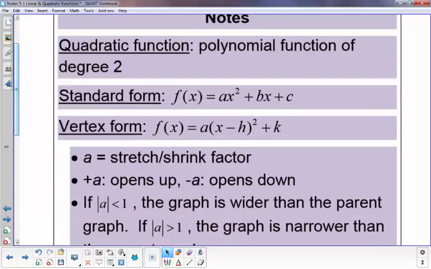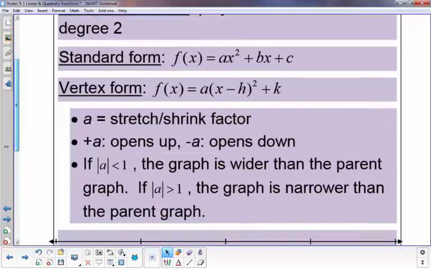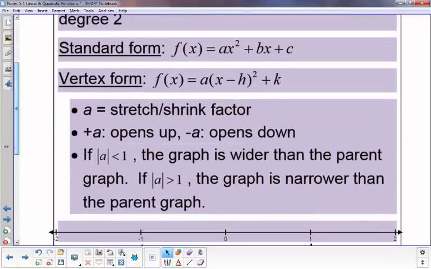bx plus c. Vertex form, which you learned last year and have been using a lot, or should be using a lot, is f of x equals a times (x minus h) squared plus k. Now with this, a is our stretch factor, how much up and down, or how quickly we can go up and down. A positive a opens up, and a negative a opens down. So open up, u up, negative a, open down, u going down.